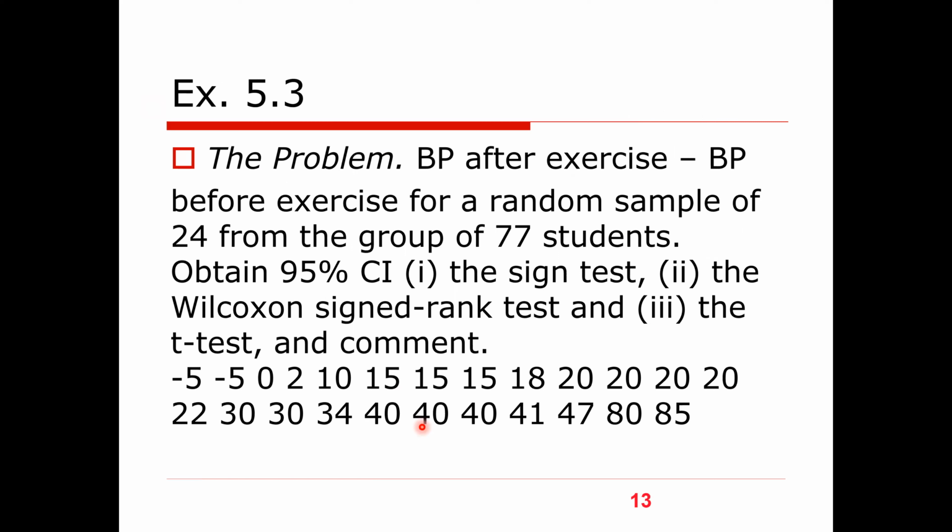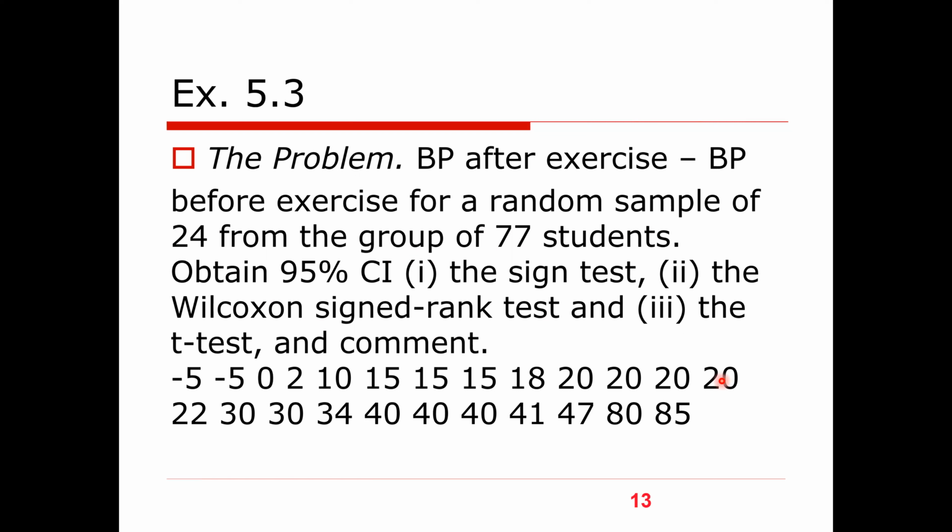Okay, another interesting example, we want to compare the systolic blood pressure before and after exercise. So we have 24 out of 77 as a random sample, which means we have a 77 students group. But for this test, we only randomly choose 24 of them as a smaller sample to perform the test. We want to get a 95% confidence interval of people's blood pressure changes due to exercise.